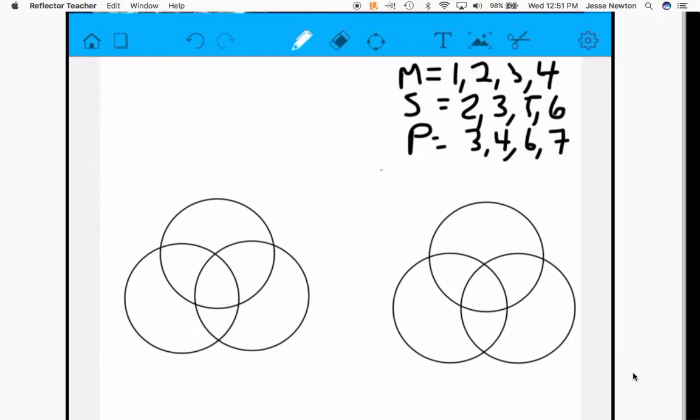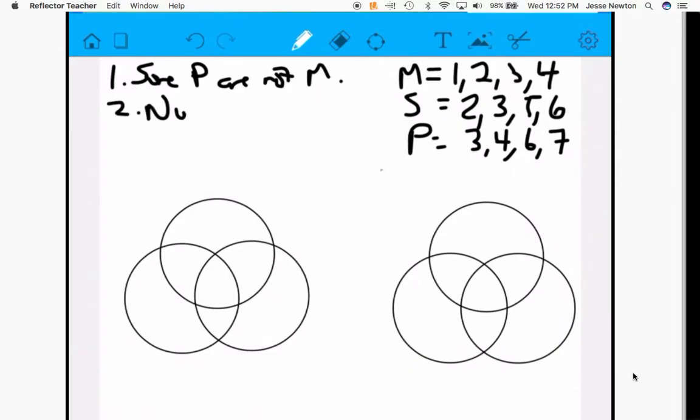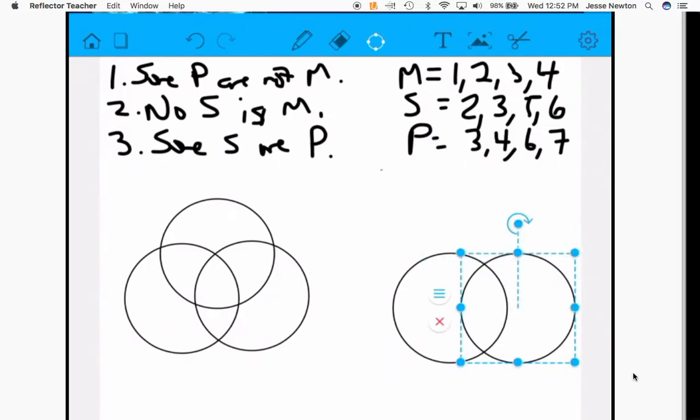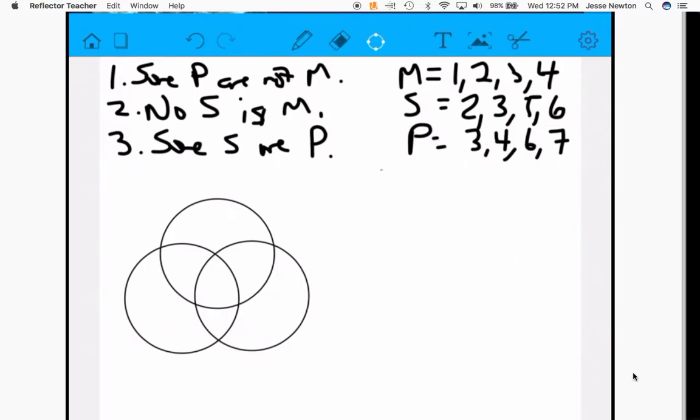So here's the one I want you to do. 1. Some P are not M. 2. No S is M. And then finally 3. Some S are P. Okay? So I want you to do that one really quickly and see if you can determine whether or not it's valid or invalid.